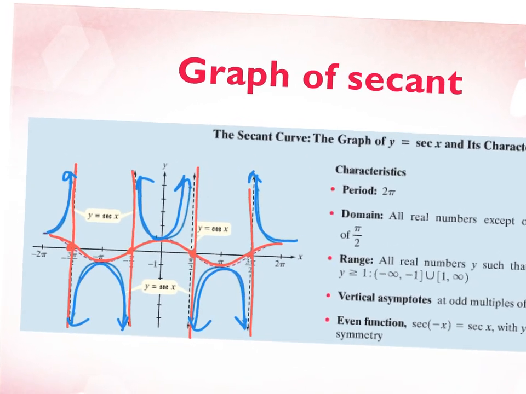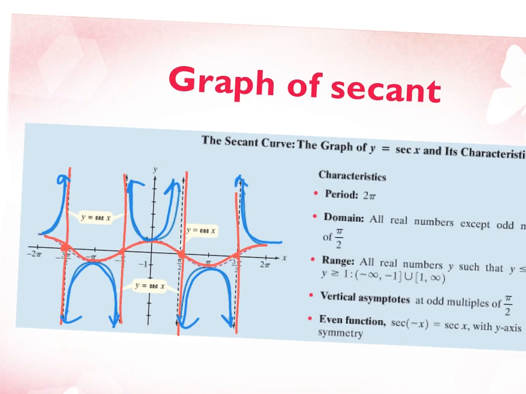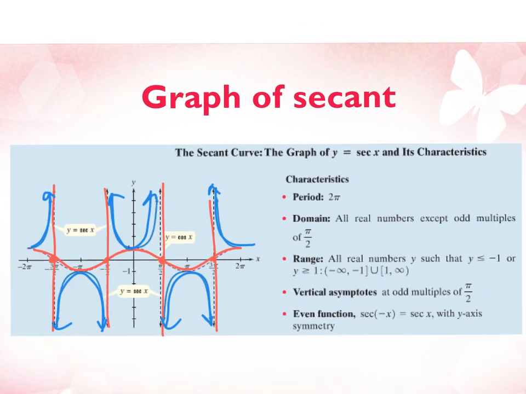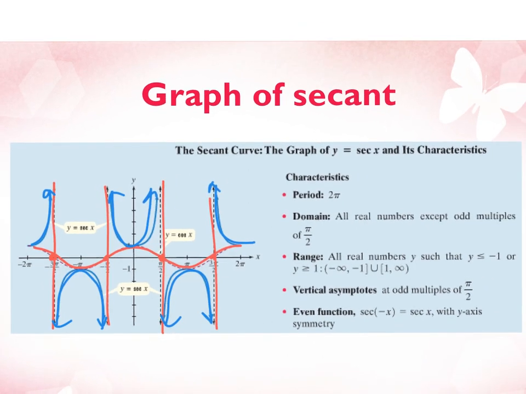The period is 2 pi. The domain is all real numbers except odd multiples of pi over 2, because this is based on cosine. That's where it would be 0. The range is the same. It'd be greater than or equal to 1, or less than or equal to negative 1. And the vertical asymptotes occur at the odd multiples of pi over 2, and it's an even function. So remember that cosine and secant are even functions.